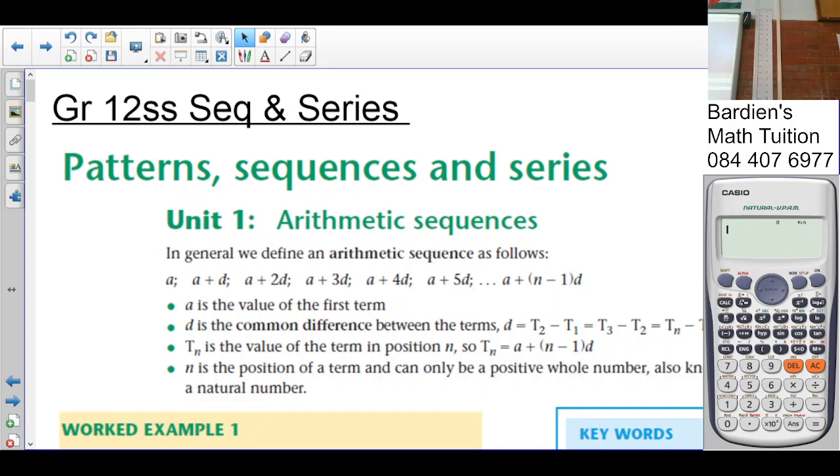Okay, good morning class. At this point we're looking at sequence and series. This lesson was given to the grade 12s this morning. However, we were experiencing load shedding at the time.